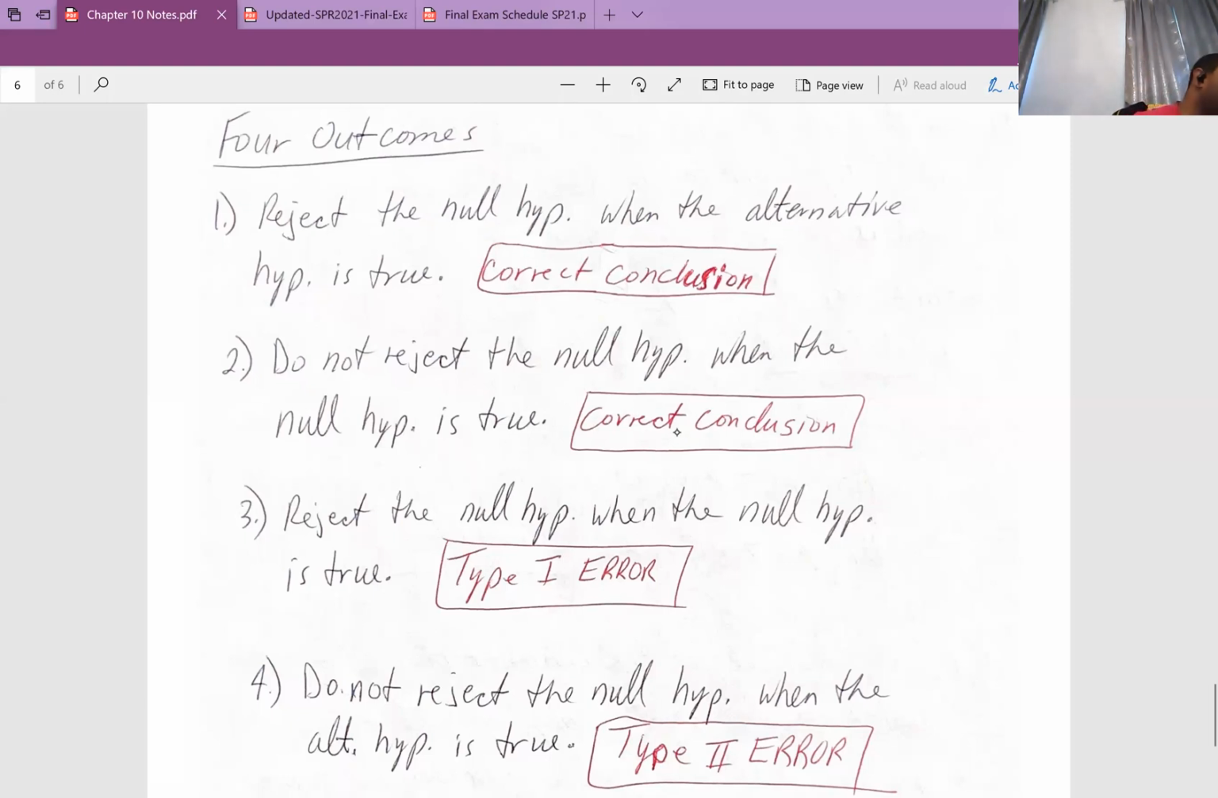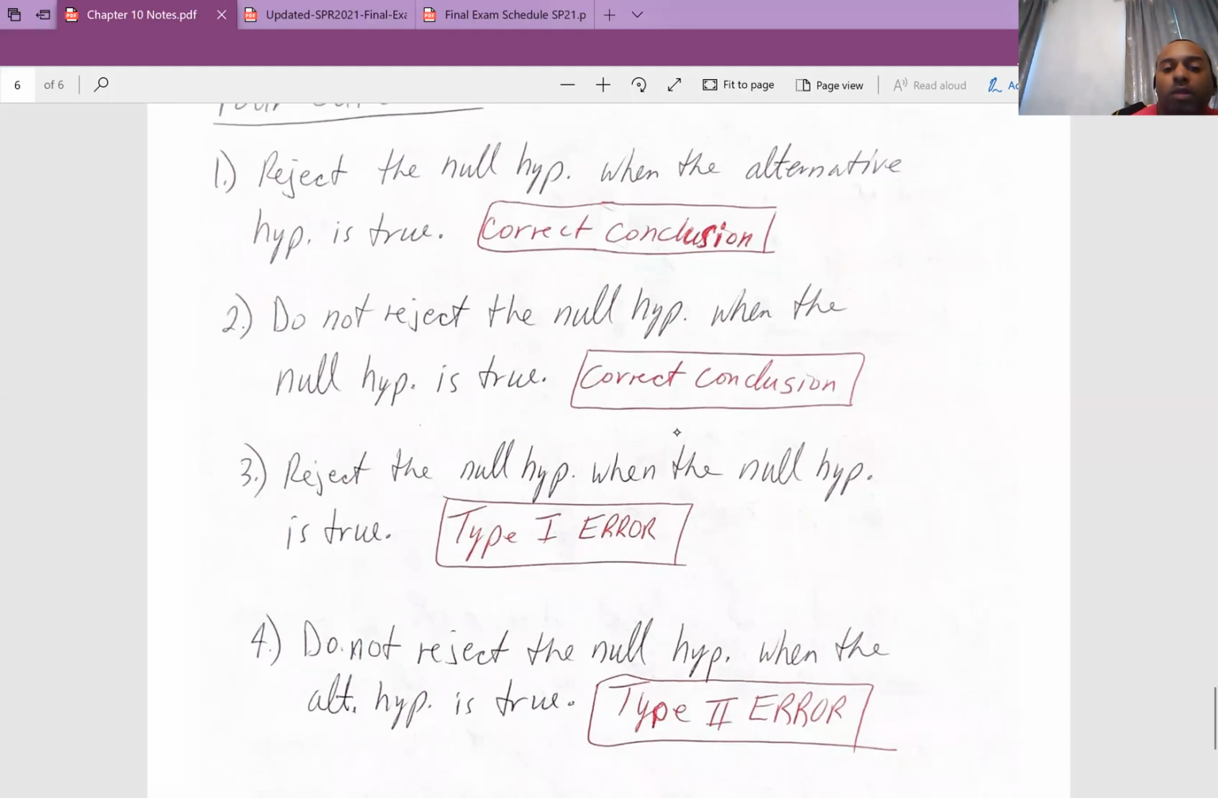All right. Problems with that? Let's scroll up.